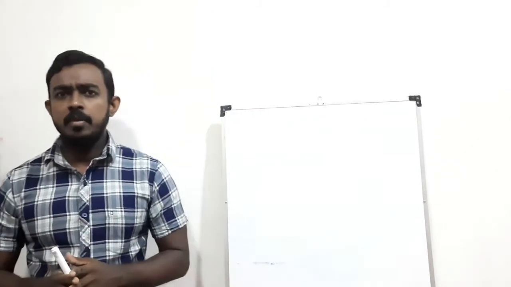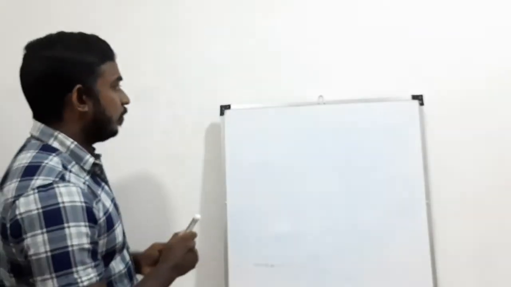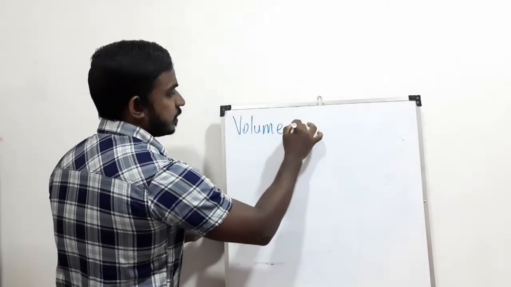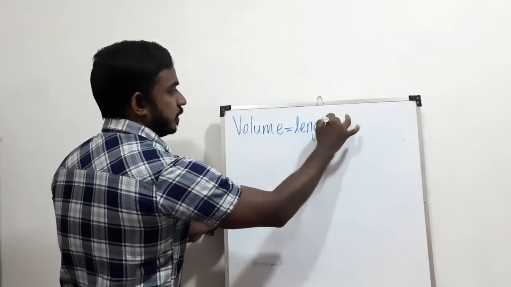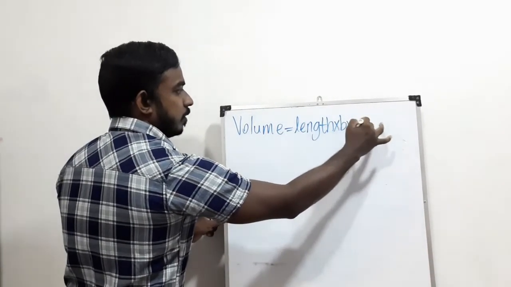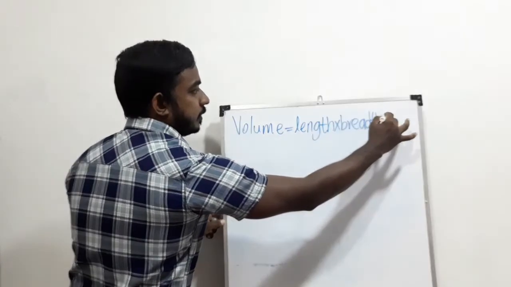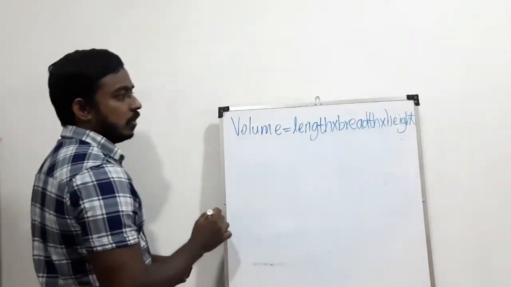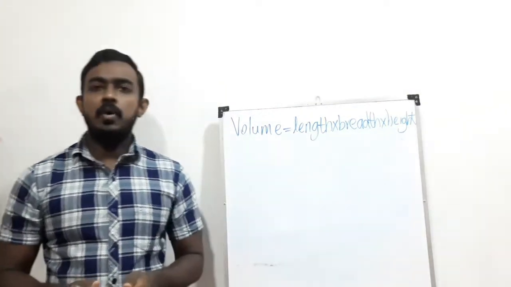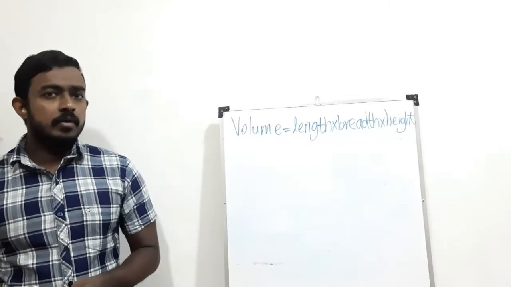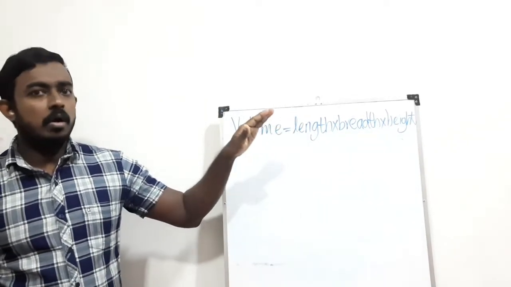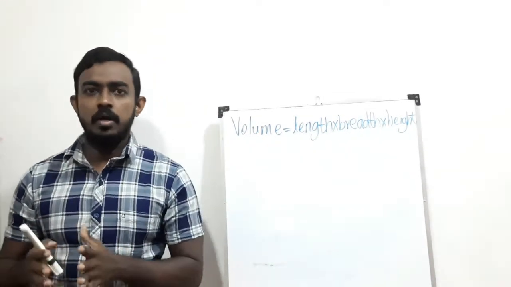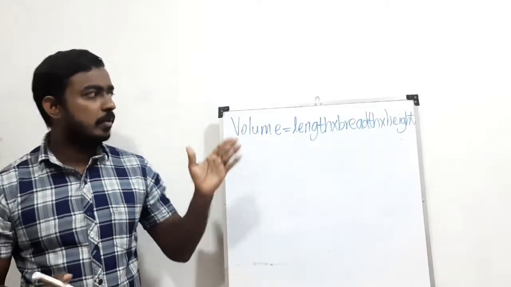Here you just have to remember only this formula. Volume equals length into breadth into height. And this is for a cube or a cuboid. So you have to remember, if you want to find out the volume of a cube or a cuboid, then what we have to do is to remember this formula.